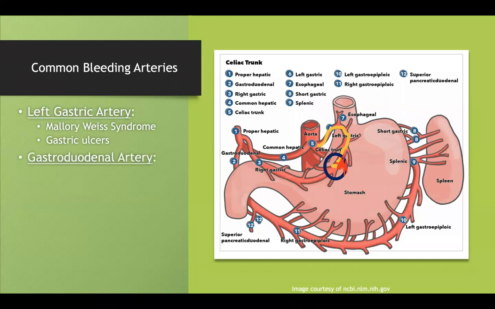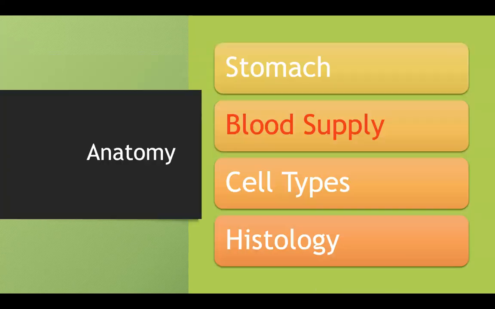Another artery you have to be aware of is the gastroduodenal artery, which is located here, merging into the right gastroepiploic. And this artery is dangerous because posterior duodenal ulcers can bleed and cause life-threatening hemorrhage. So if you imagine a posterior duodenal ulcer, that could also bleed.